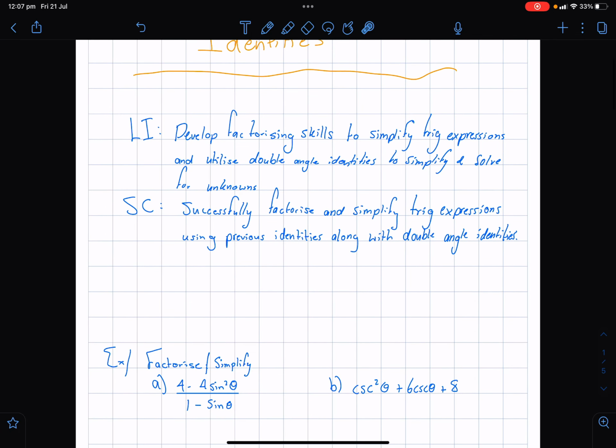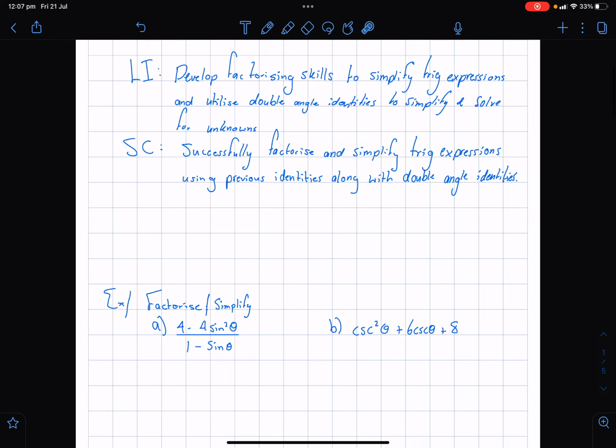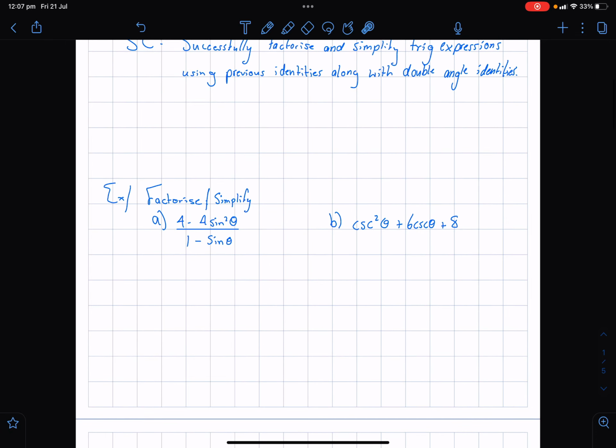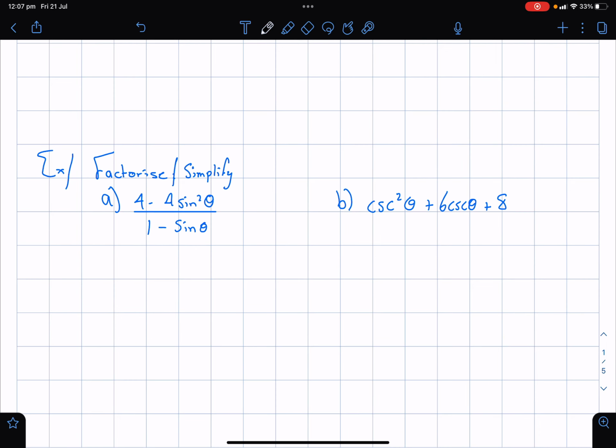Let's factorize and simplify the following expressions, okay? It's a bit tricky to start looking at what needs to go where, but we've got to treat our trig functions almost like an x. If I gave you these equations with an x, they would be a lot more easily identifiable as quadratics that we could then simplify. So let's start having a look at this first term here.